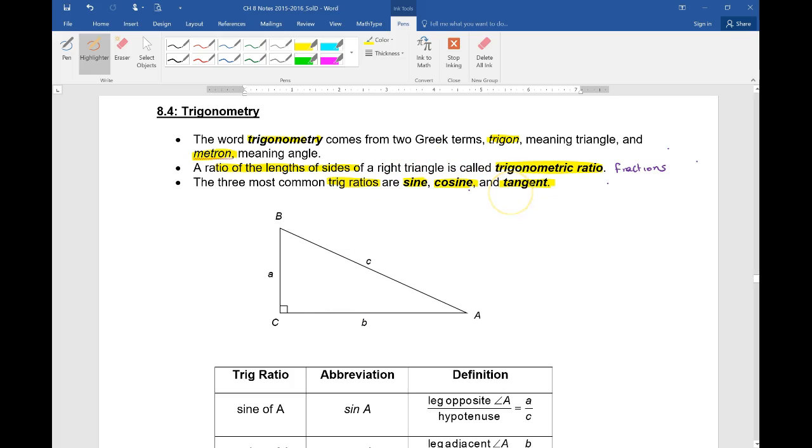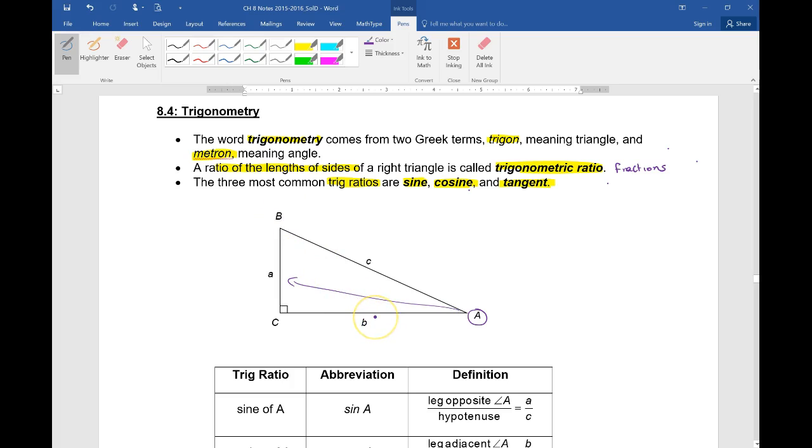All right, so I was talking about how to label a triangle. We label a triangle using capital letters for the vertices. Each of the sides gets a lowercase letter. The way it works is this: if this is angle A, then the side opposite to it is little a. And if this is angle B, then the side opposite to it is little b.